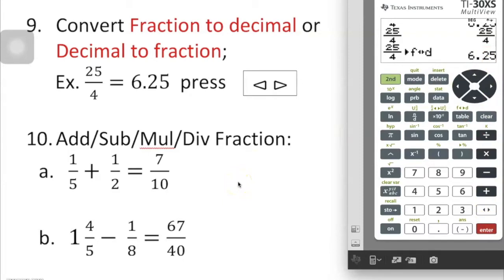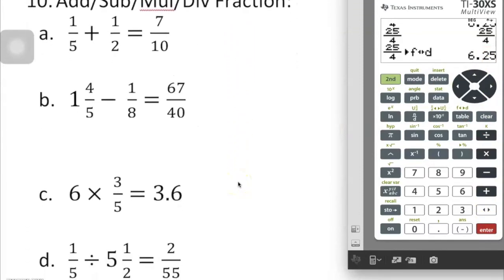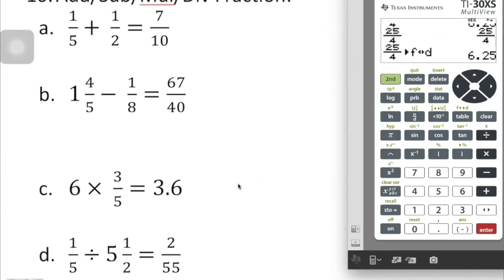Now, number 10, I'm going to show you all different ways with the fraction. So let's do the first one. 1/5. Make sure you go to the right. You don't press plus here. No, it's going to give you a wrong answer. Look at that, what happened? It's a syntax error. So we're going to delete it. Go to the right, plus 1/2. Enter. Clearly, it's 7/10.